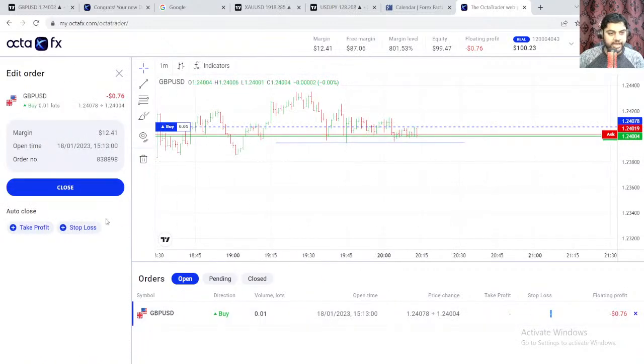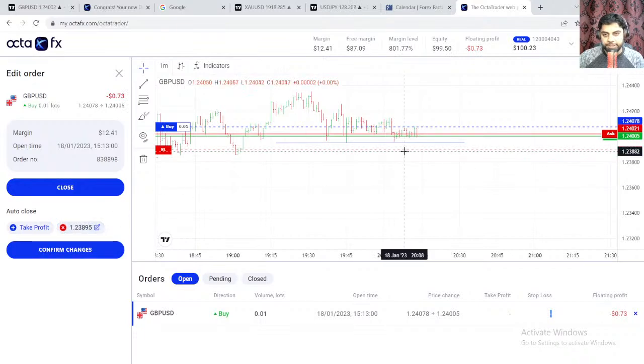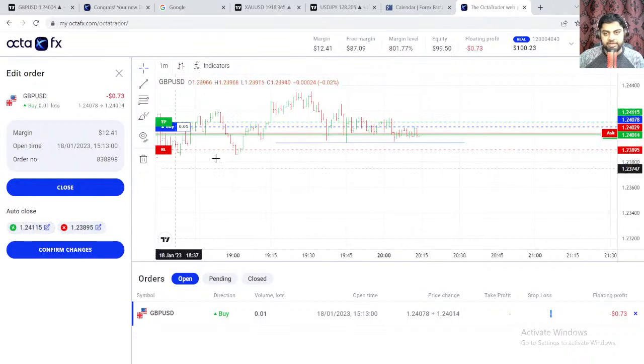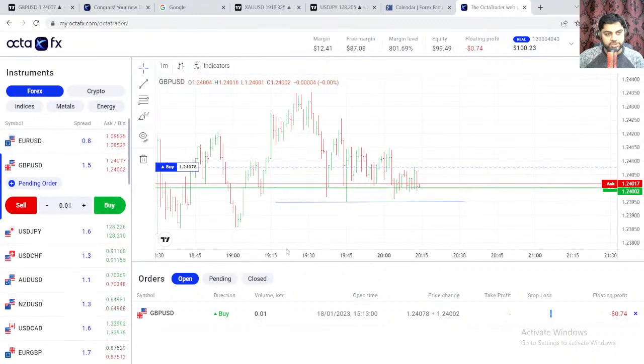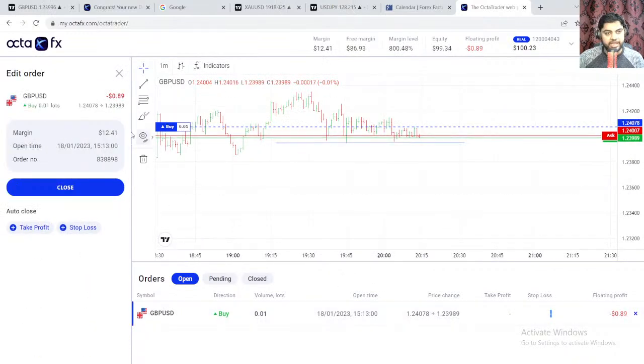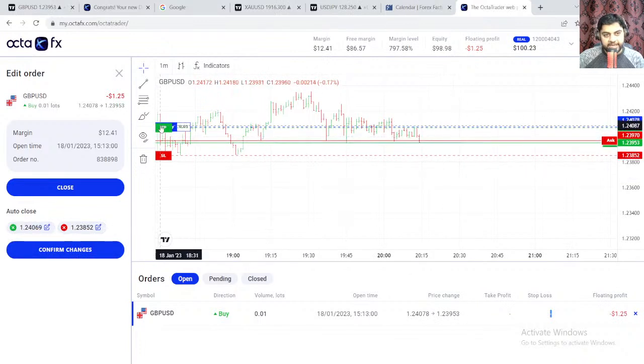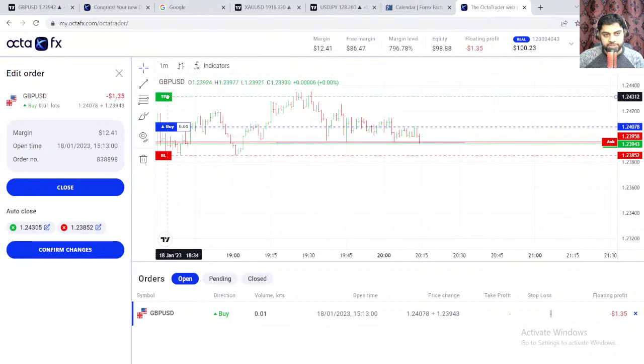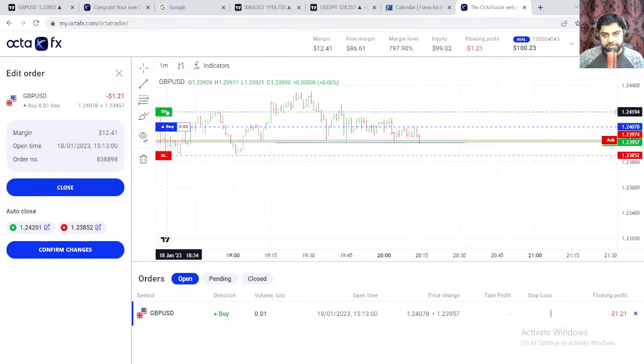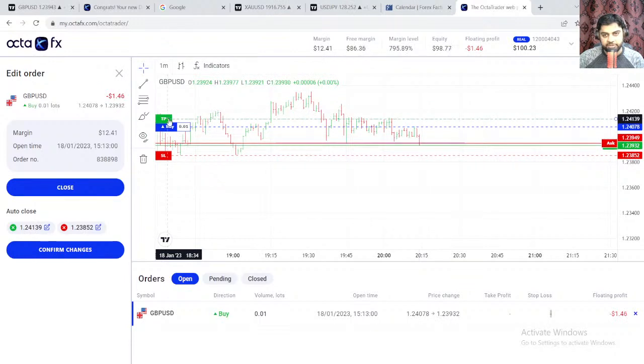Okay, so I will go back again and I will put my stop loss, which is over here, the red one. I will also put my TP, take profit, which is over here. So you have to go to this level again and do both things. And now you can also move your TP. So I can put my TP, for example, over here, and I can move my SL up and down.